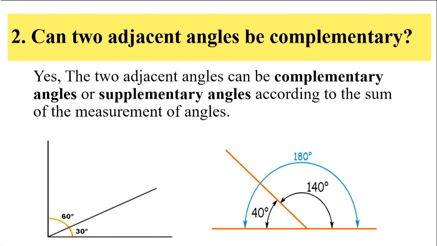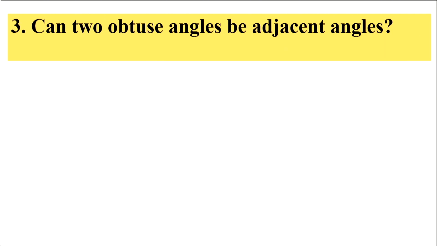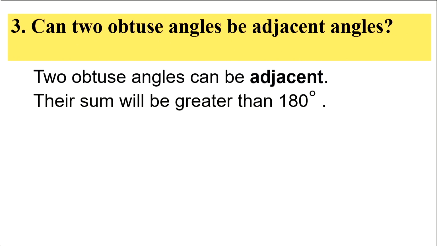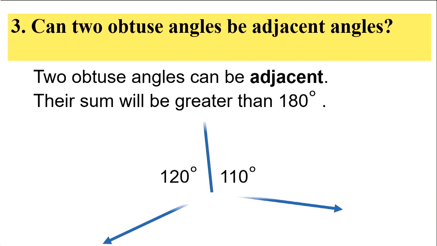So, adjacent angles, there is another question. Can two obtuse angles be adjacent angles? Let us test. Two obtuse angles can be adjacent, but the thing is, their sum will be greater than 180 degrees. Look at the picture over here.